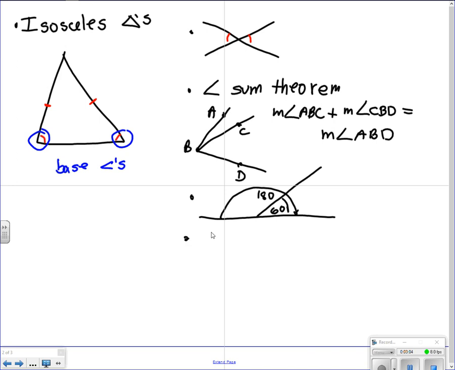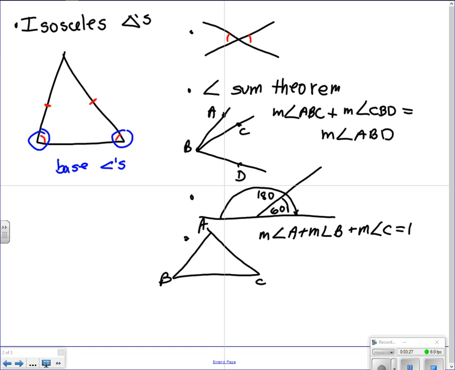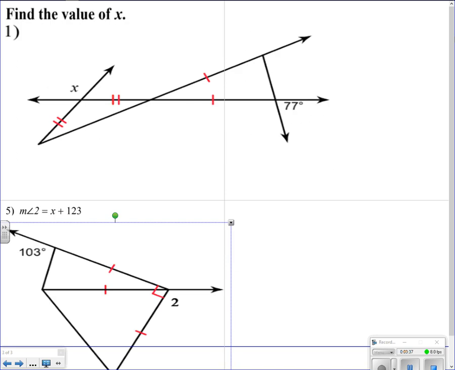And the last thing you're supposed to know is the following. If you have a triangle named ABC, if you add the measurements of all the angles, the measurement of angle A plus the measurement of angle B plus the measurement of angle C is equal to 180. So on today's homework, we're going to be using all these ideas in one problem, okay? So let's look at the problems.